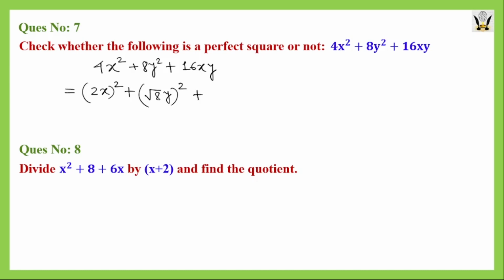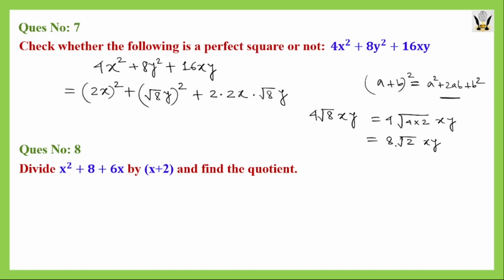And then if we use that identity a plus b whole square, now let's see whether we can represent the given expression as per this pattern or not. Now the given expression, if it matches with this pattern a plus b whole square, then 16xy has to match with this term 2ab. So let's check that. So 2 and then a is our 2x and b is our root 8y. But when we multiply these terms, here we have 4 and here we have root 8. So it will be 4 root 8.